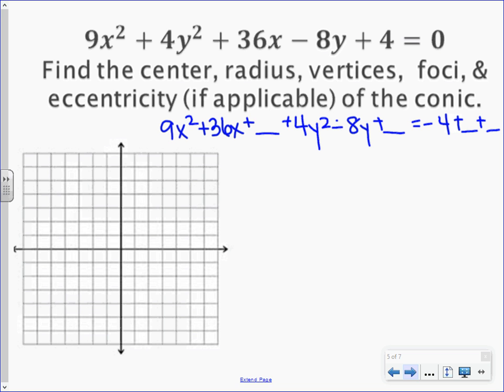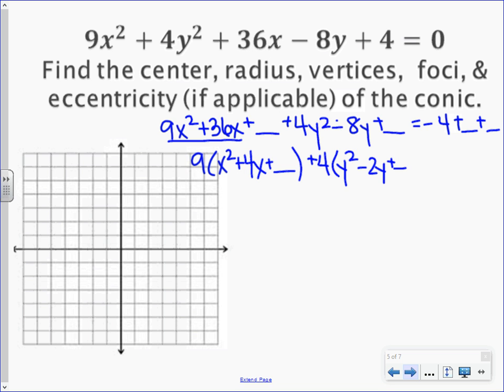Can we complete the square with a coefficient that is not 1? No. Okay, so I got a little excited. I don't actually need those bars yet, but that's okay. We need to factor 9 out of this. So we have 9 times x squared plus 4x plus mystery number. Since this has a 4y squared, we need to factor out a 4. Left over is y squared minus 2y plus mystery number.